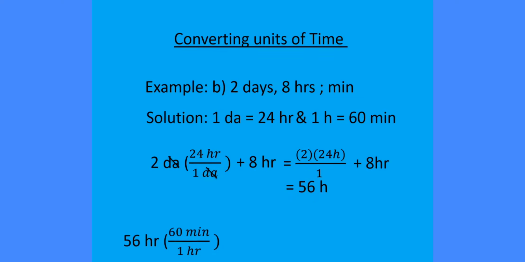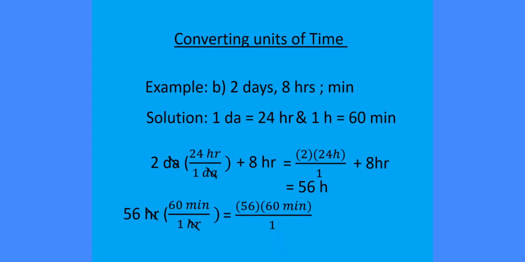So from here, we will convert hours into minutes. So we will multiply 56 hours by the ratio 60 minutes over 1 hour. Cancel the unit, hours. The unit remaining is minutes. Then we will multiply 56 and 60, then over 1. The result is 3,360 minutes.